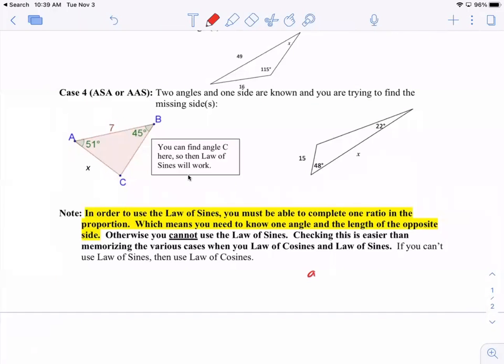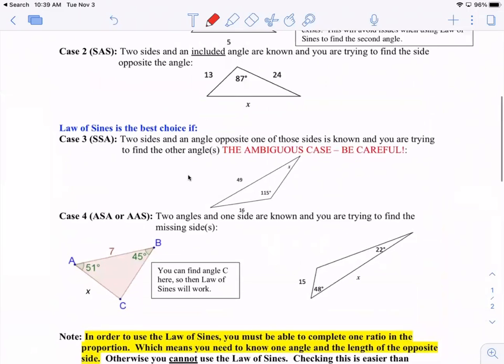So if you have, let's say, A over sine A equals B over sine B, if you can't complete one full ratio, you cannot do law of sines. If you attempt to use law of sines and you don't have a complete ratio, it's not going to work. Then you're going to have to use law of cosines. As a default, you can always check and see, can you use law of sines? If not, then you're going to have to use law of cosines. But let's go through the cases.